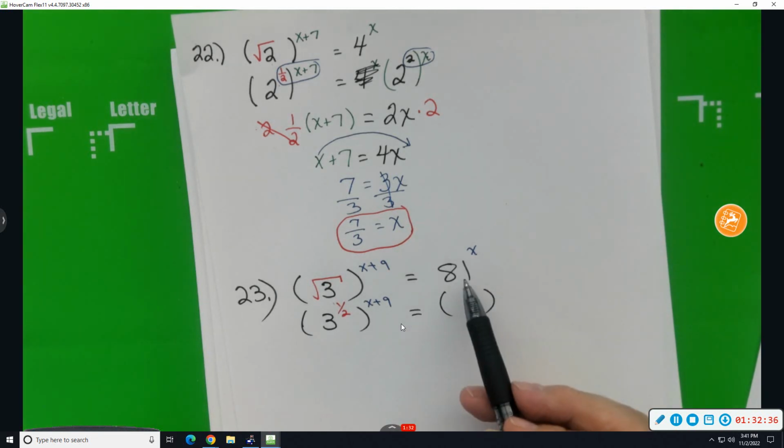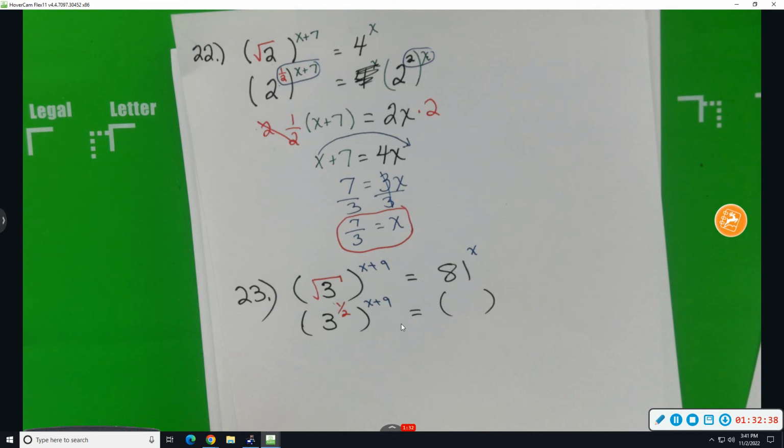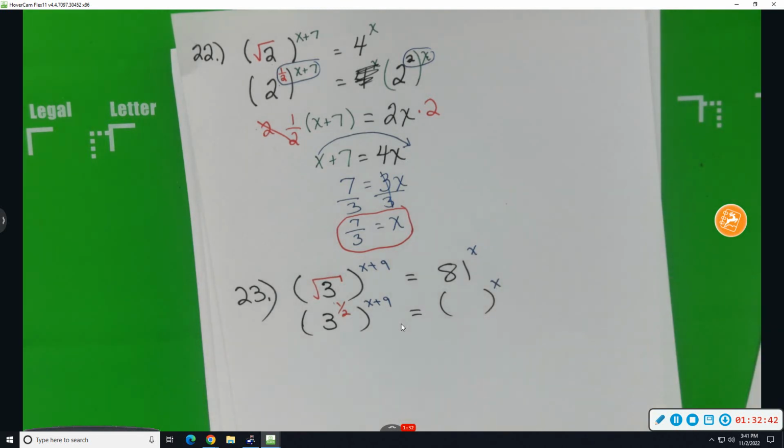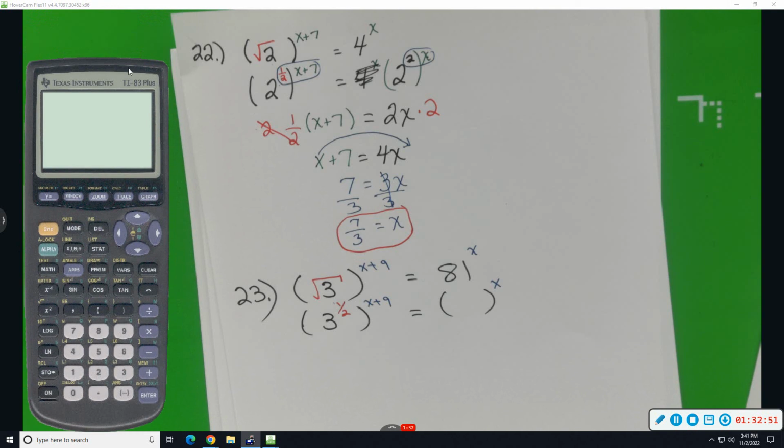We've got to write 81 as 3 to the power. How can we write 81 as 3 to the power? 3 to what power gives you 81? If you're not sure, play around with that calculator. Well, 3 squared, we know 3 squared is 9.